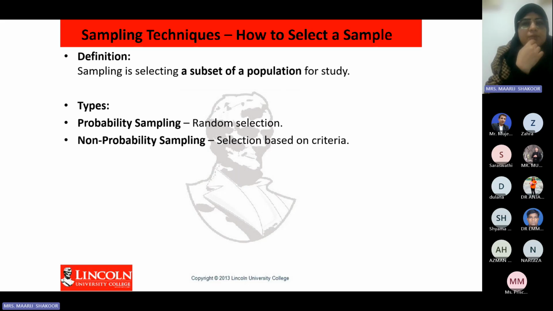Probability: something in random selection is there. You just chose and just decided, yes, I have to go for it. But if it is selection based on criteria, if you are going to follow the criteria and you have to choose from it, then it is non-probability sampling.